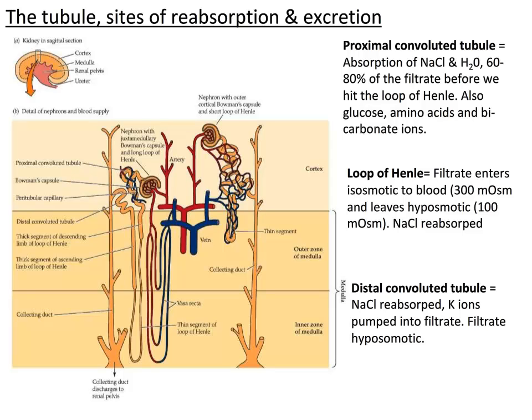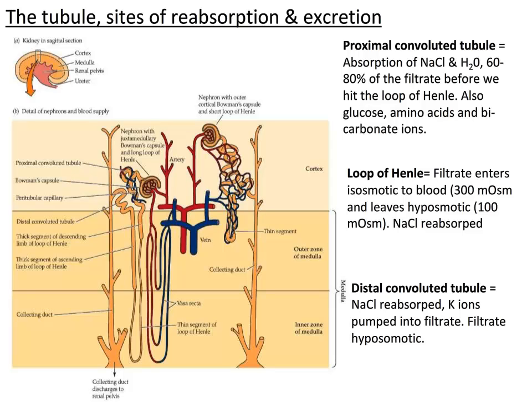Then we have the loop of Henle. In the loop of Henle, filtrate enters isosmotic to blood, so that's 300 milliosmoles, but leaves hypoosmotic to blood at 100 milliosmoles. And the loop of Henle is where we get a lot of sodium chloride reabsorbed, and also water, but that'll sound really confusing for a minute because I'm saying it's going in at 300 milliosmoles but coming out at 100 milliosmoles, so you'd go, well, surely you said water's gone in. But think about it, how can you reduce the osmolarity of a solution? By not adding water. Just keep that in your head.